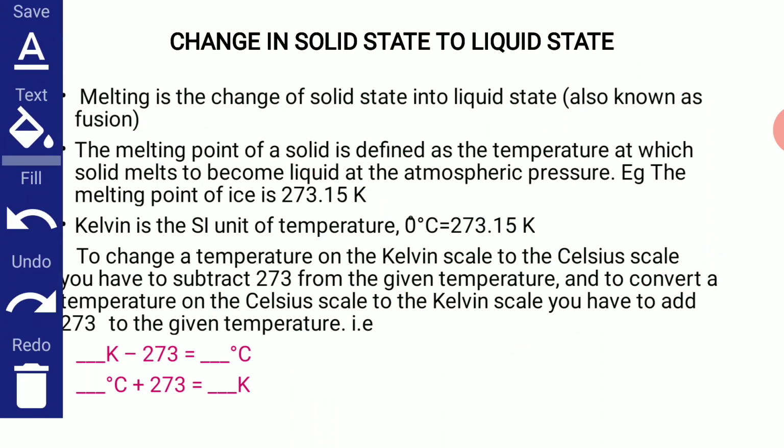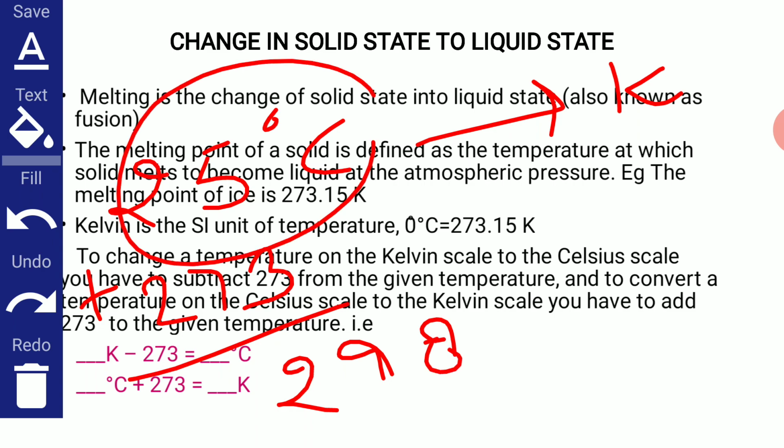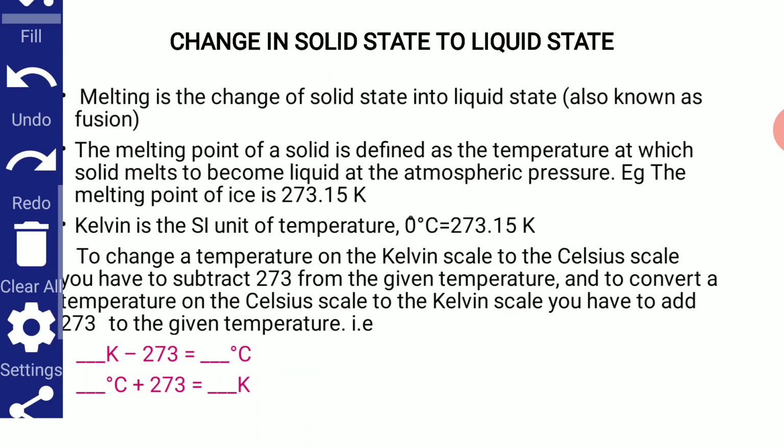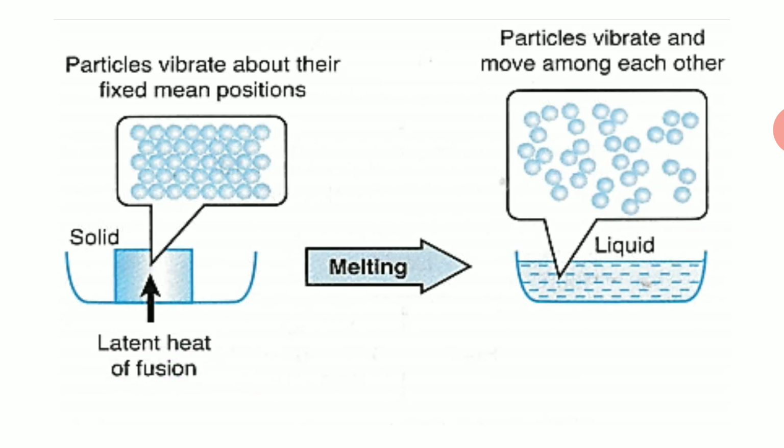Or if we need to convert 25 degrees Celsius to Kelvin, we should add 273 to the degrees Celsius. The answer will be 298 Kelvin. That means 25 degrees Celsius is 298 Kelvin. So in this manner, we can convert degrees Celsius to Kelvin and vice versa.